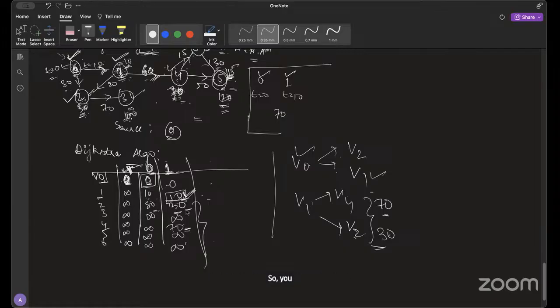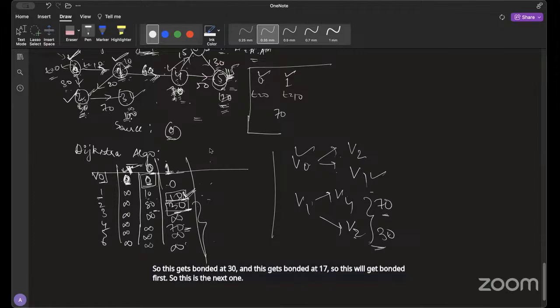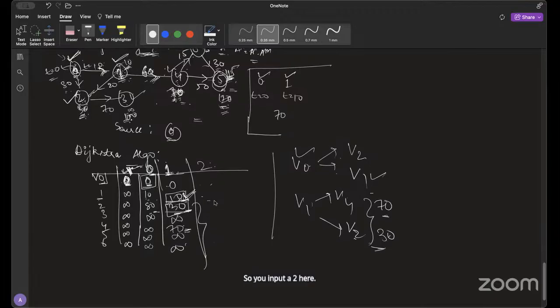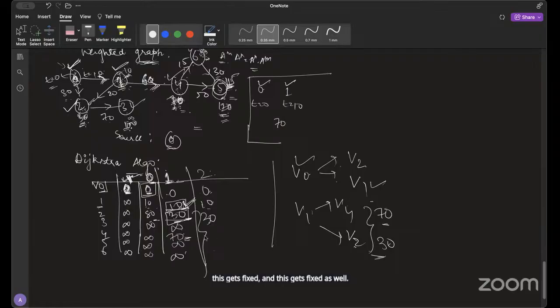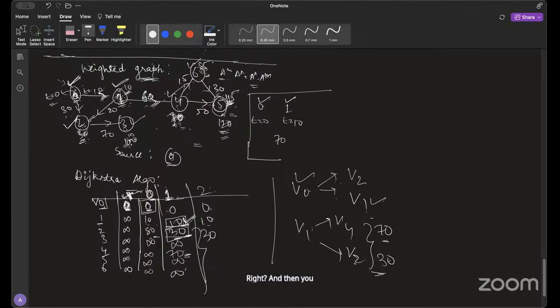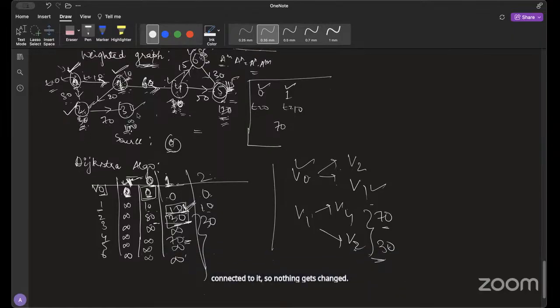So you just need to know this gets burnt at 30 and this gets burnt at 70. So this will get burnt first. This is the next one, so you'll put a 2 here. And then this is fixed. Once you fix these things, this gets fixed. So this is 30. This gets fixed and this gets fixed as well, right? And then you look at the third vertex, but the third vertex doesn't have anything connected to it. So nothing gets changed.